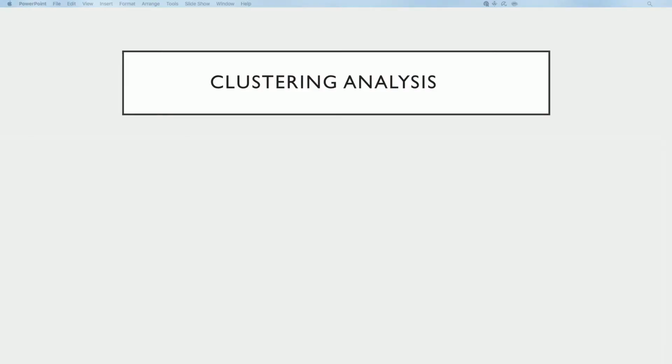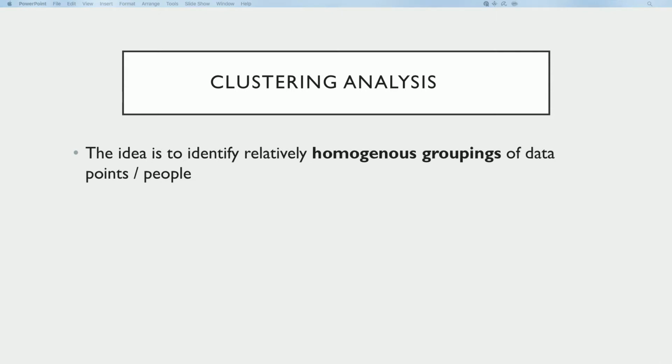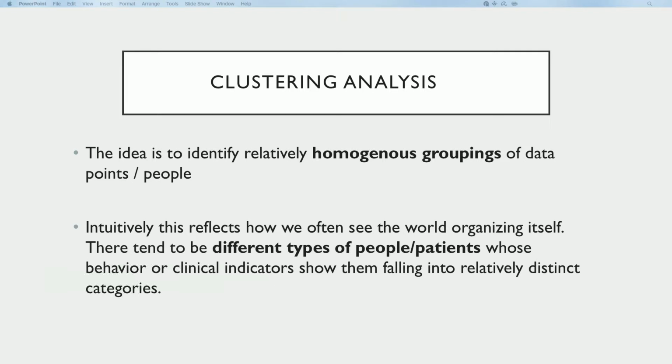One form of unsupervised learning, although not the only one, is called clustering analysis. This is a very common way to begin exploring a data set and even making useful conclusions from that data set. The idea of clustering analysis is to identify relatively homogeneous groupings of data points. Often in healthcare, that's going to be homogeneous groupings of people. Intuitively, this reflects how we often see the world organizing itself. There tend to be different types of people or different types of patients whose behavior or clinical indicators show them falling into relatively distinct categories.